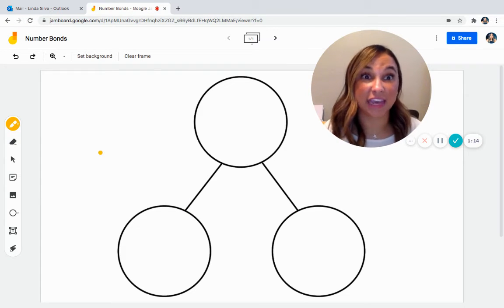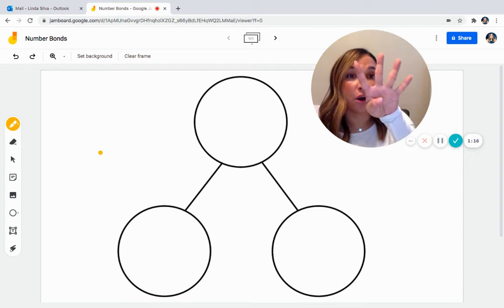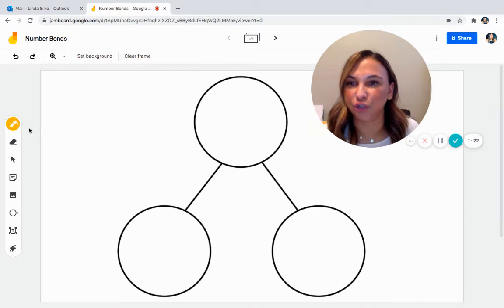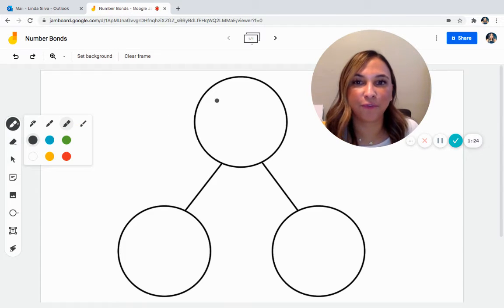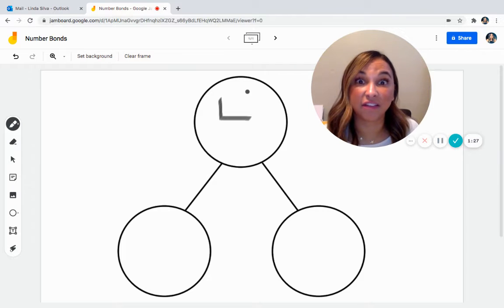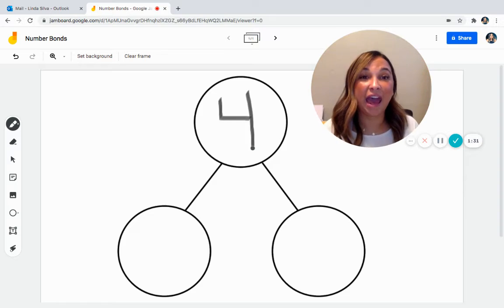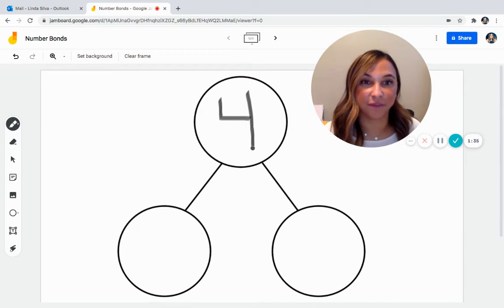We could do the same thing with the number 4. We can hold it up, all 4 fingers on one hand, or we can break it into 2 groups. So let's put 4 at the top. That's the whole, that's the total. That's how many we have all together. So we could break up 4 in a lot of different ways.